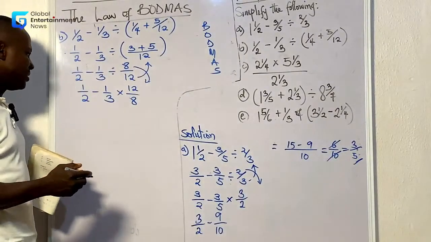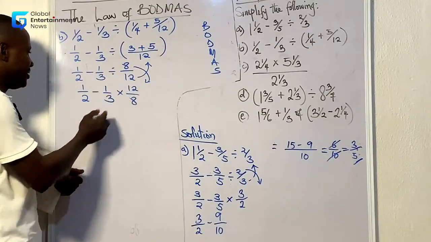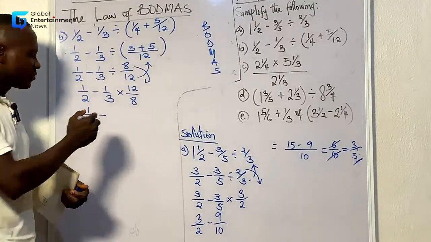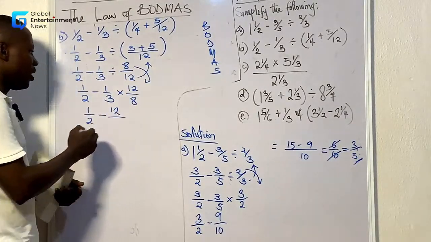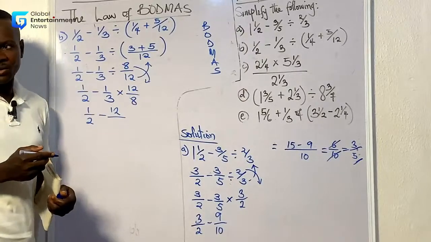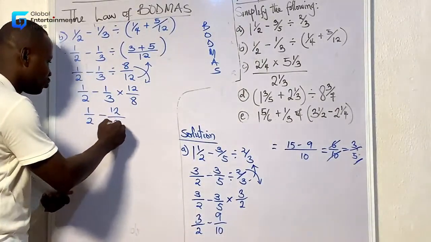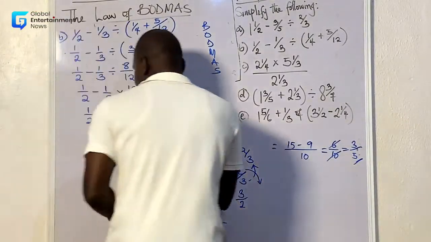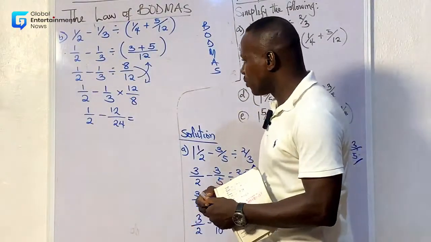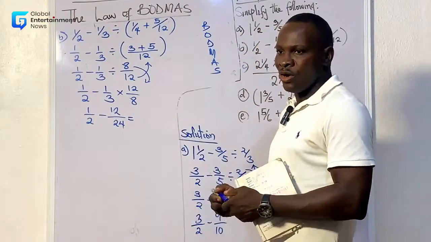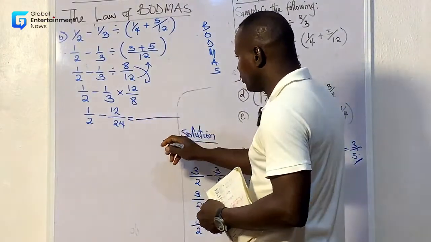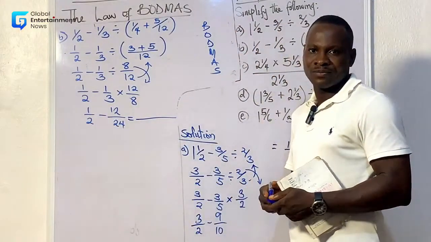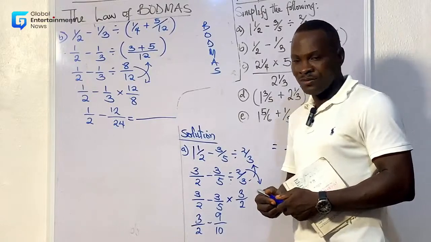So what are we going to do here now? We can multiply this. We can say 1 all over 2 minus 1 times 12 is 12, all over 3 times 8, which is 24. Now, what are we going to do? Looking at this, what we have here is minus as our basic operator. So what do we do now? We now say, what is the LCM of 2 and 24? Is it 24? Are you sure? 12.